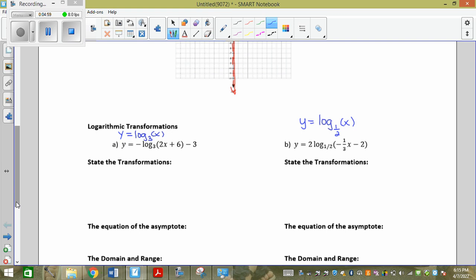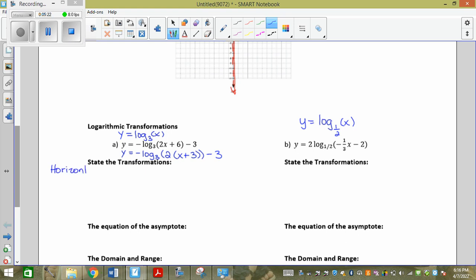So the first thing we have to do when we do transformations is we have to get y by itself. So we're going to go y equals negative log base 3. It already is by itself, but we also need to make sure we have a 1 in front of our x. Currently we have a 2. So we take the 2 out and we're left with x plus 3, because 6 divided by 2 is 3, minus 3. So our transformations we have do stretch, reflect, translate.